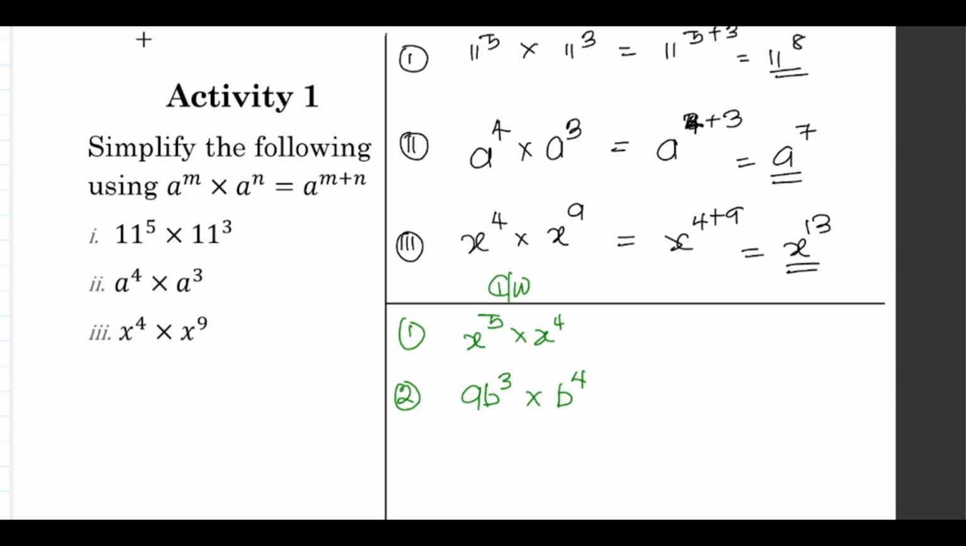Good. Now let's solve the answers together. Then you mark and give yourself 10 marks. In the first one, we have number one, x raised to power 5 times x raised to power 4. We add the powers, x raised to power 5 plus 4, which is x raised to power 9. Good. So if you get it correctly, give yourself 2 marks.